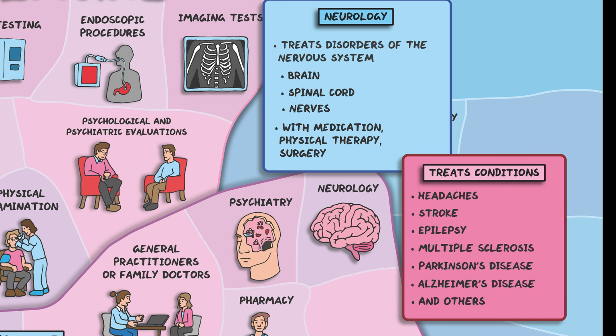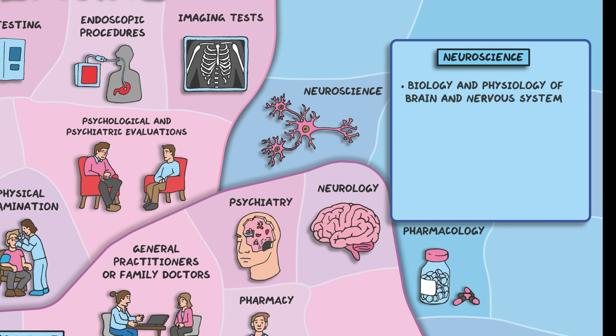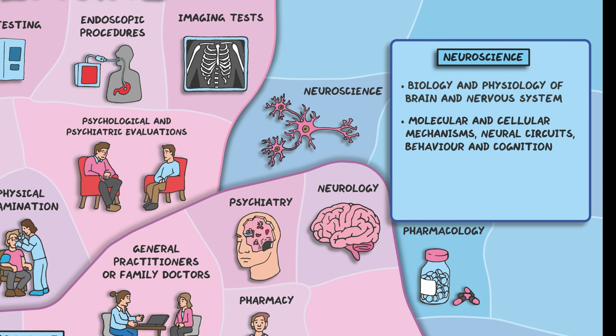These branches of medicine are supported by the basic research science of neuroscience, which focuses on the biology and physiology of the human brain and nervous system. This includes its molecular and cellular mechanisms, neural circuits, behavior, and cognition. Scientists use a variety of tools and techniques to study the nervous system, which include brain imaging, electrophysiology, genetics, and behavioral testing. And research in neuroscience has helped improve treatments in neurology and psychiatry.